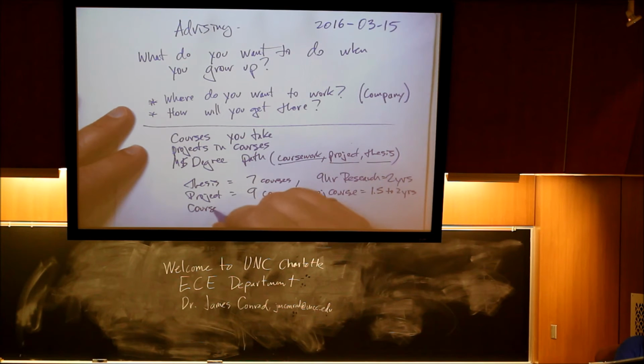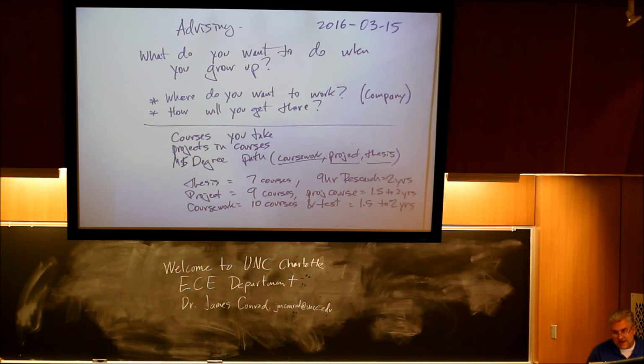Coursework only is 10 courses and a test, and that's equal to 1.5 to 2 years. Now, a lot of people can get out of here in 1.5 years, but I also notice that a lot of people like to stick around for one more semester, so that during their last semester they take 3 hours, either one course or the project or something like that, and then they're spending a lot of time looking for jobs, or a job. You only need one job to work, right?